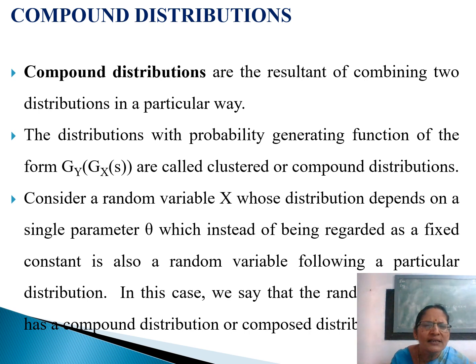Compound distributions. Compound distributions are the resultant of combining two distributions in a particular way. The distributions with the probability generating function of the form Gy of Gx of s are called clustered or compound distributions. Consider a random variable x whose distribution depends on a single parameter theta, which instead of being regarded as a fixed constant is also a random variable following a particular distribution. In this case, we say that the random variable x has a compound distribution or composed distribution.